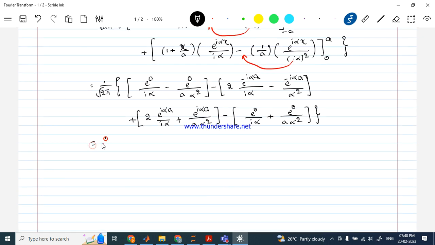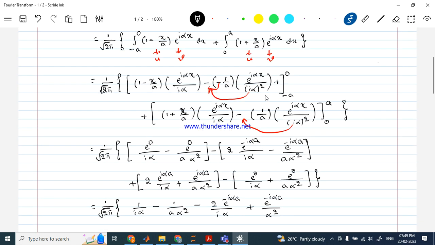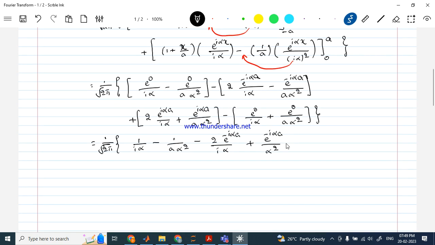Now this is equal to 1 by square root 2 pi. Note that except in this step, in all these steps we are just doing the algebraic work. So it's 1 by i alpha minus 1 by a alpha square minus 2 e power minus i alpha a by i alpha, minus into minus plus e power minus i alpha a divided by alpha square. Don't we have a in this place? I think we have a here, sorry, let me see, yeah, we have a alpha square, that's right.